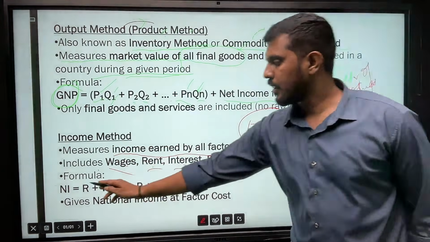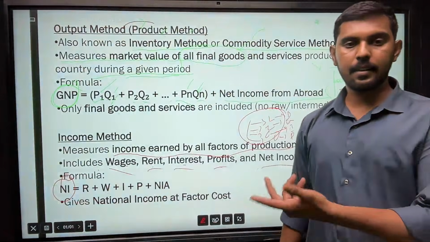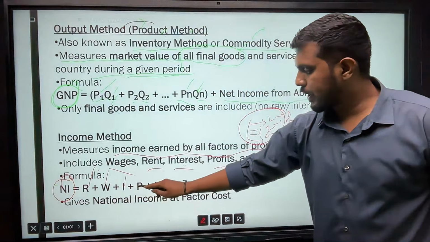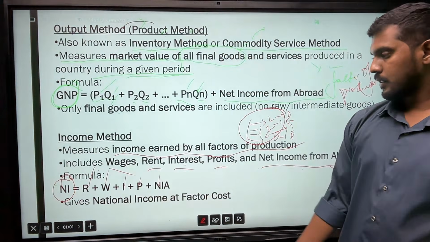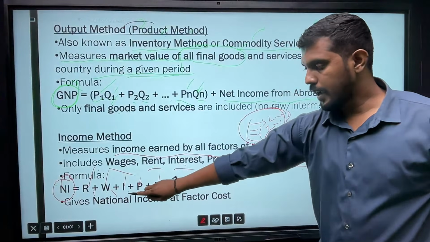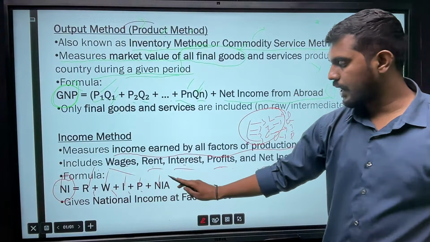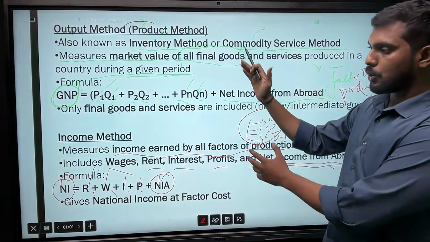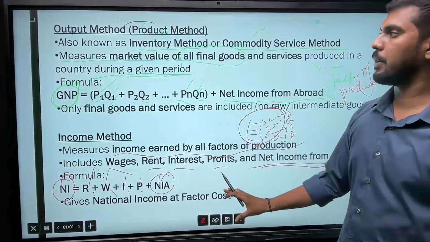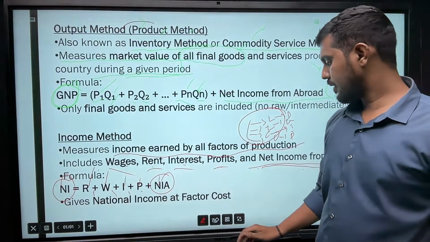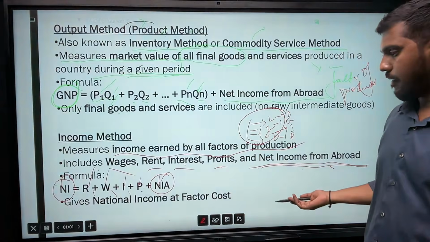Write down the same thing, abbreviated NI, national income. What you have to do? R plus W plus I plus P plus NIA. R rent, W wage, I interest, P profit, NIA is nothing but net income from abroad. These two methods we have completed: output method, income method. Leftover one is expenditure method.